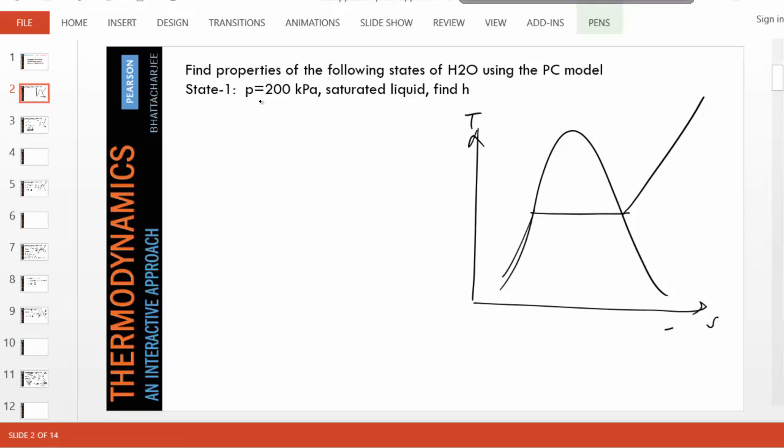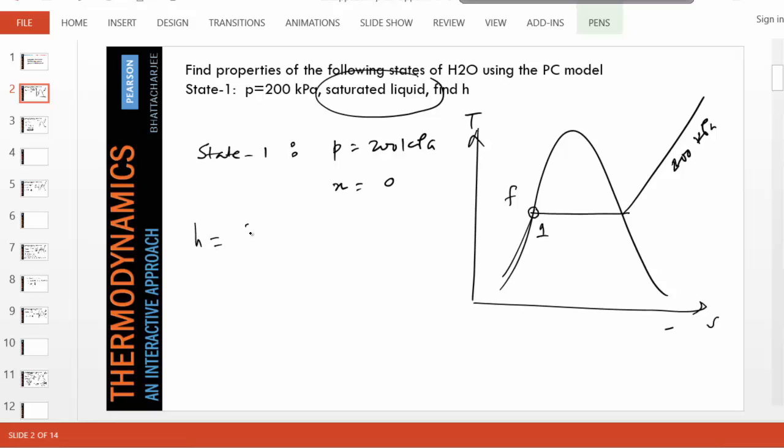So in this problem, the pressure is given, 200 kPa, so we assume this is a 200 kPa line, so the solution must be somewhere along this line. And it's also given a saturated liquid, so that gives away the state very easily. This is the liquid line, so the F point must be our state 1. So for state 1, what is given is pressure, and saturated liquid means X equals 0. We are supposed to find enthalpy.